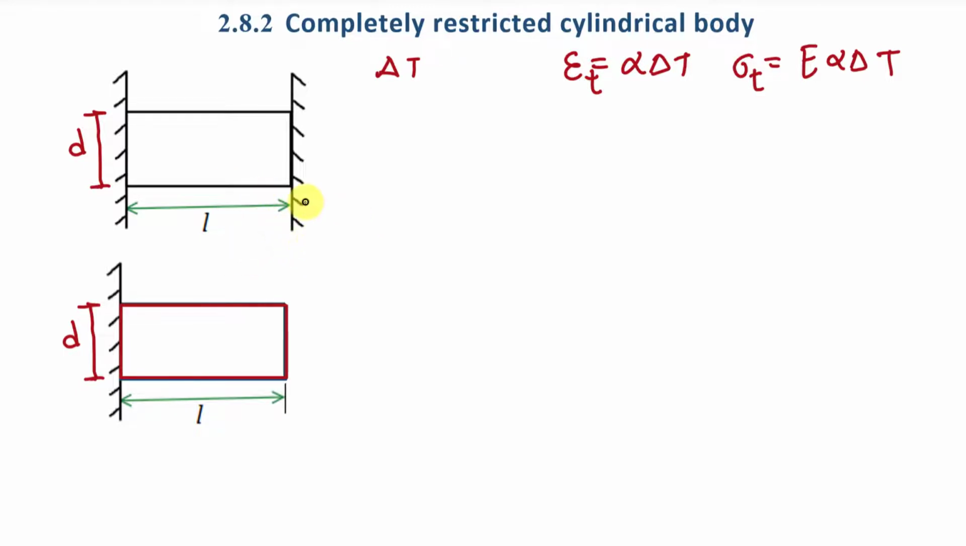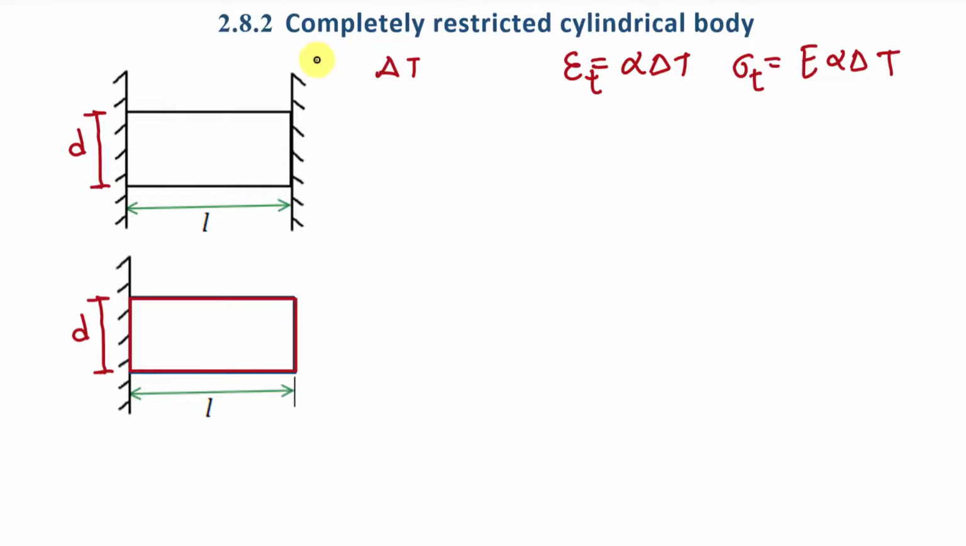Let's say first of all we have a body fixed only at one end. Means at this time, let's say this body is not restricted at this surface. Means we remove this fixed end from this surface. Fine? Now here we know that if we increase delta T temperature, then the length of this body will increase.